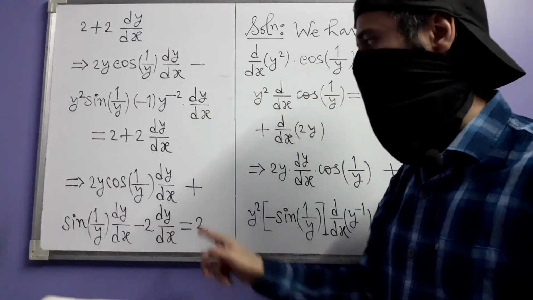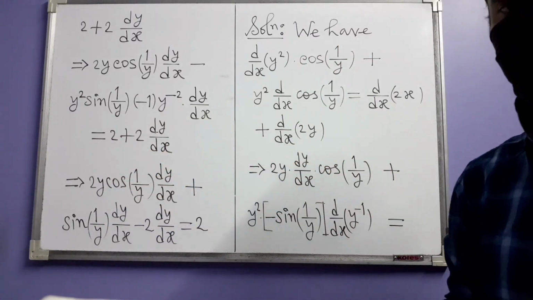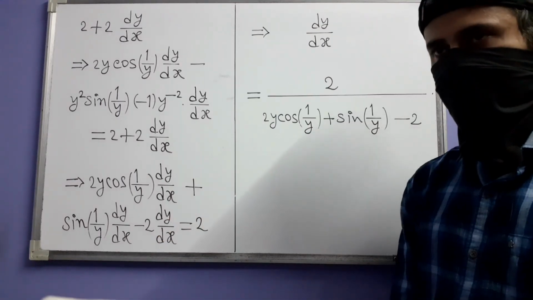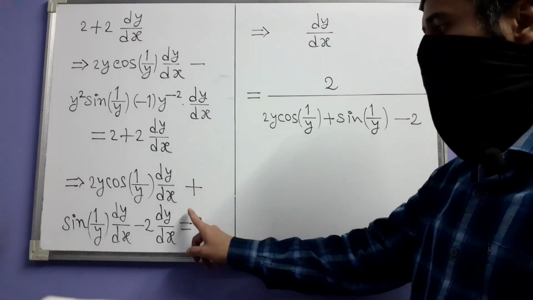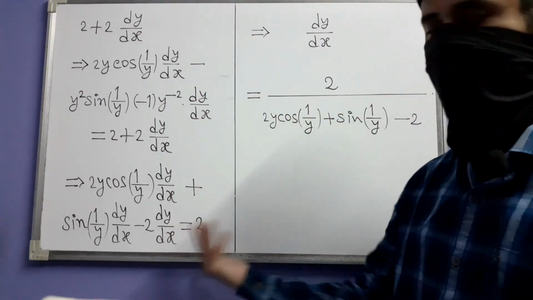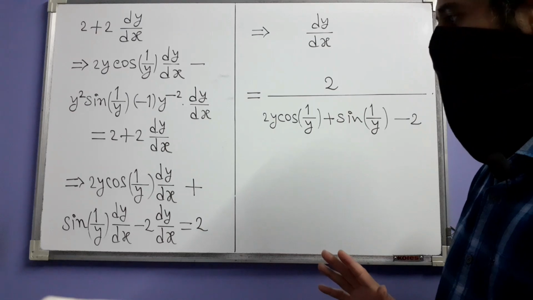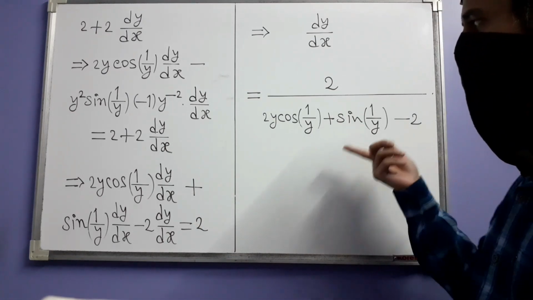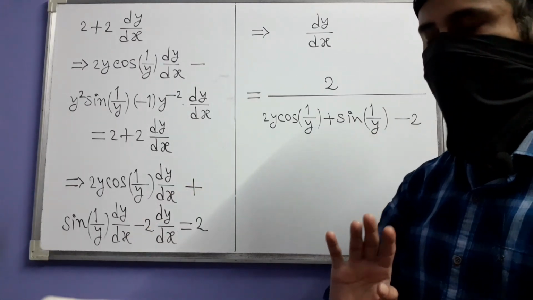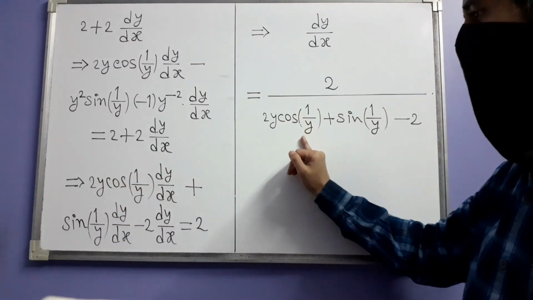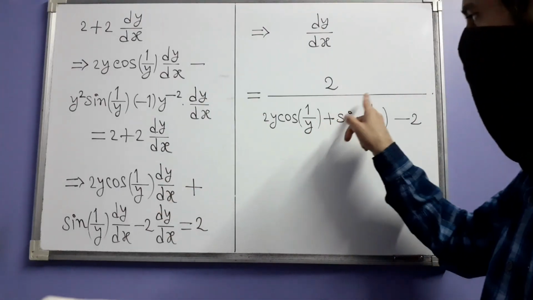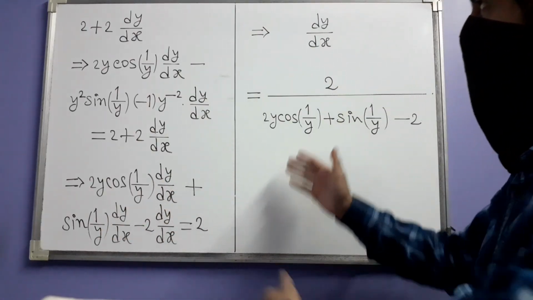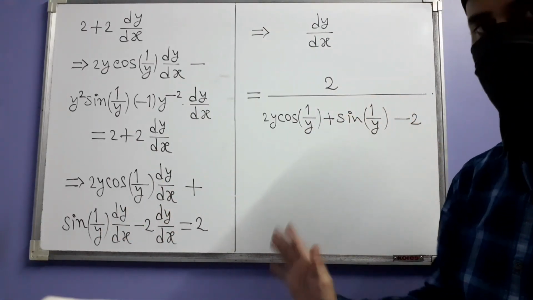Minus 2 dy/dx is equal to 2. So now there is only one more line to write. Actually 2 lines, if you want to spend another line taking dy/dx common out, but I have not done that. I have straight away divided both sides by this, which is what you get if you take dy/dx common out. 2y times cosine of 1 divided by y plus sine of 1 over y minus 2 times dy/dx is equal to 2. So dy/dx is this. So that's how you have the derivative.